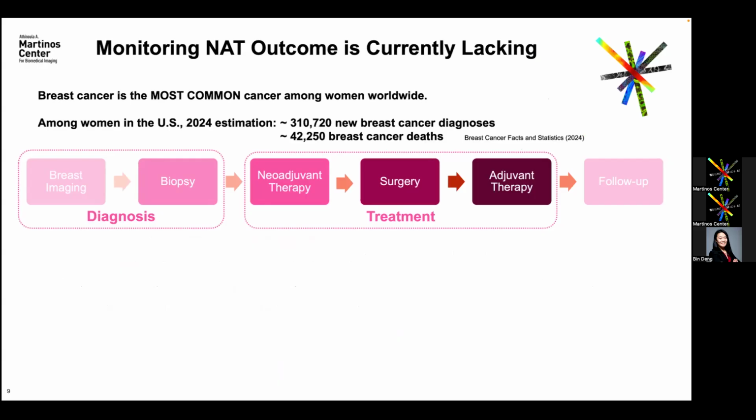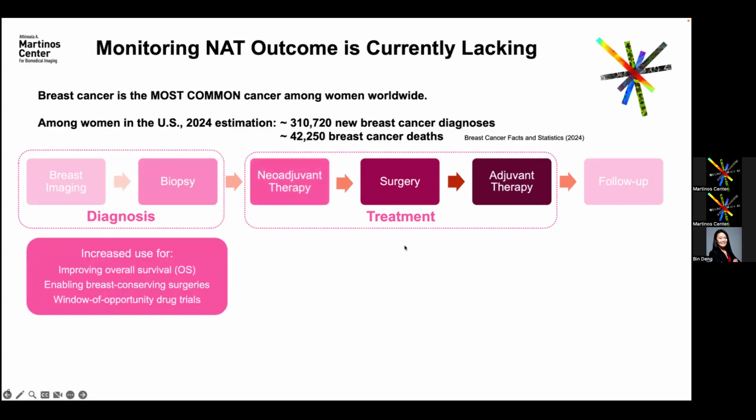One new strategy that the clinical management of breast cancer uses nowadays is called neoadjuvant therapy. When the cancer is diagnosed, before they move to surgery, they will give several rounds of chemotherapy just to see how the tumor responds.